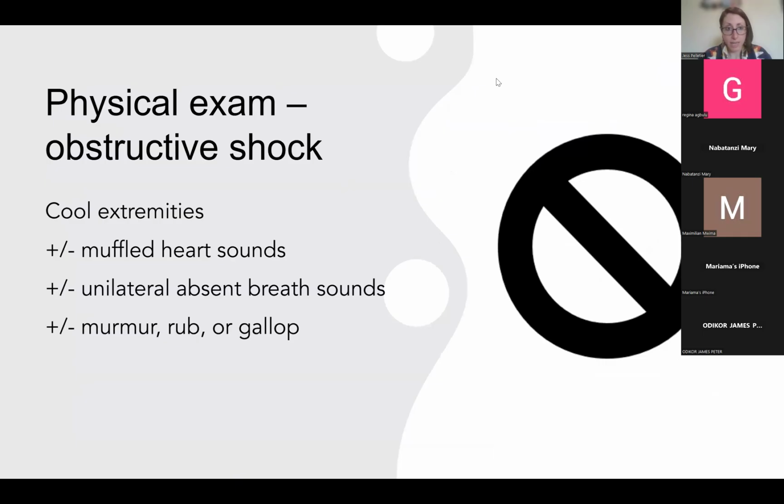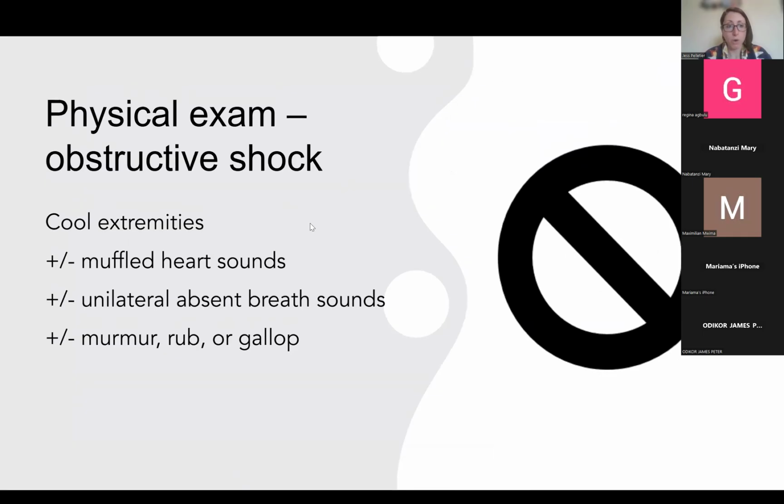Obstructive shock, like our initial case. So these are going to be the people in cold shock, but who also have some other weird finding when you auscultate. So either muffled heart sounds or decreased breath sounds on one side, because we're usually thinking about number one would be a cardiac tamponade. So they would have muffled heart sounds, or we're thinking about a tension pneumothorax, and those people should have decreased breath sounds on one side. There are other causes of obstructive shock that we'll go through in a little bit, but they may or may not have murmur, rub, or gallop as well when you listen. So again, warm shock, distributive. Cold shock is going to be obstructive or cardiogenic.